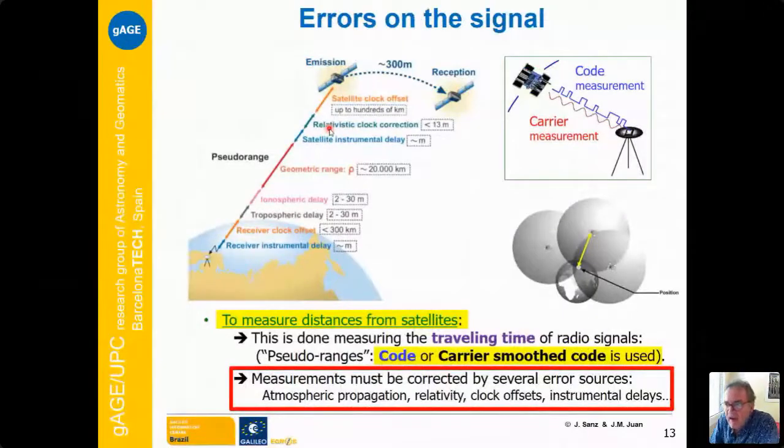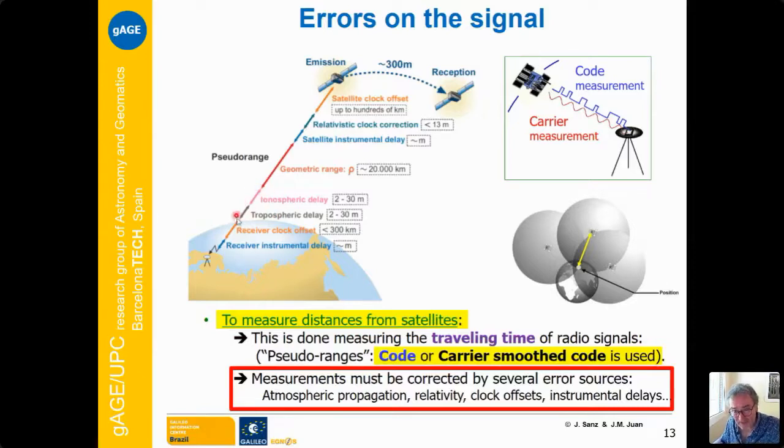Here we have a layout of the errors in the signal. This is just a conceptual view. The geometric range is the Euclidean distance from the satellite antenna phase center to the receiver antenna phase center. This is a conceptual view, and for a GPS satellite it is about 20,000 kilometers. And we have other error sources.